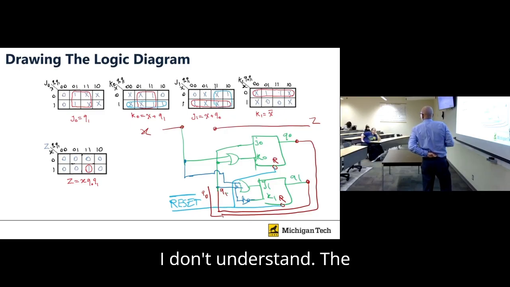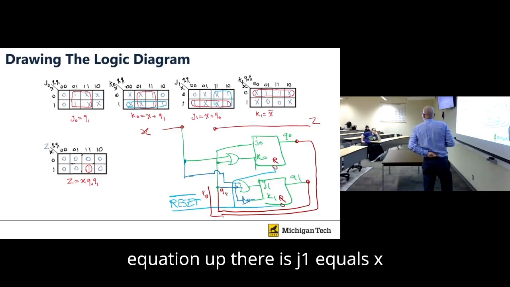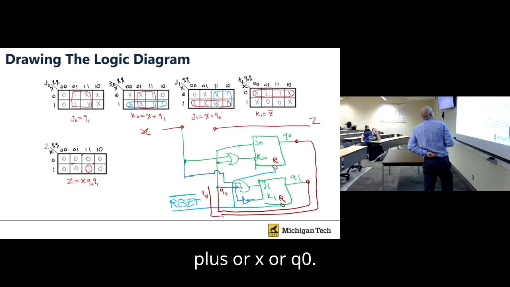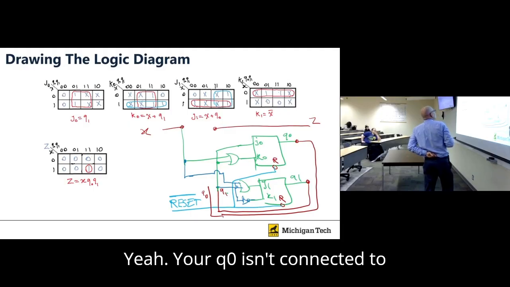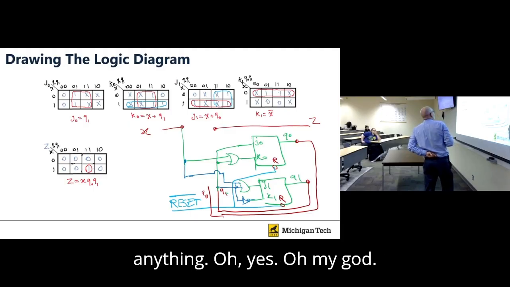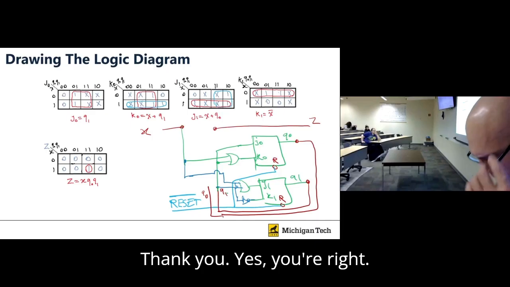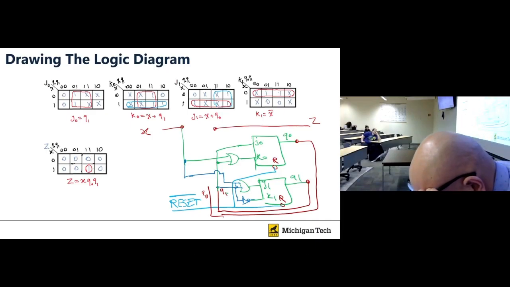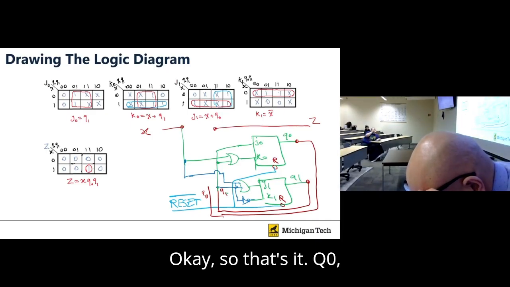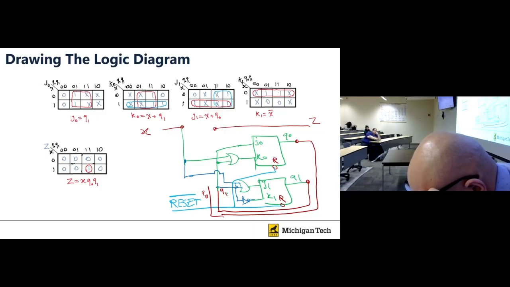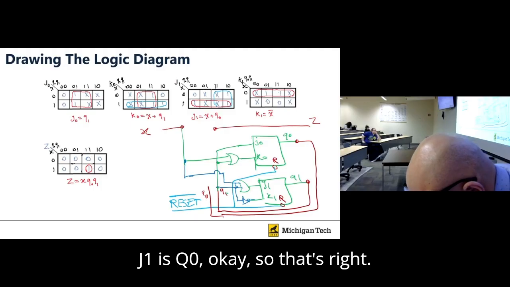I don't understand. The equation up there is J1 equals X or Q0. Yeah, your Q0 isn't connected to anything. Oh, yes. What did I do? Connected it to Q1. Yeah. Thank you, you're right. Okay, so that's Q0. J1 is Q0. Okay, so that's right.